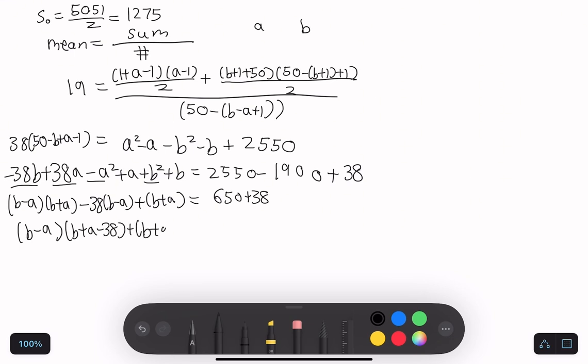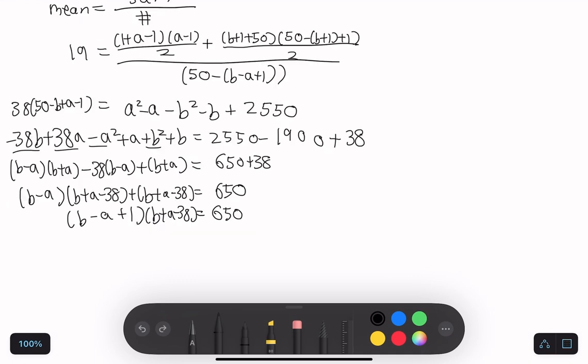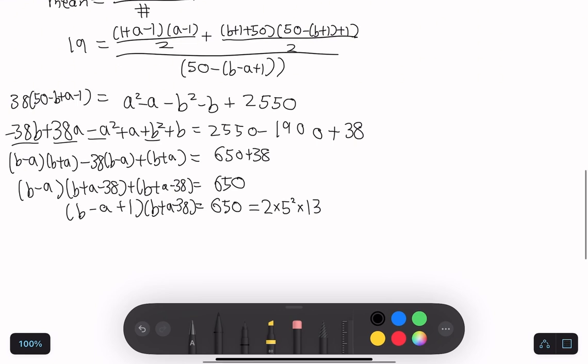To factorize B plus A, to make sure the left-hand side is factorized, we want to subtract 38 from both sides. And then now we have the factorized expression B minus A plus 1 times B plus A minus 38, which is 650. Now let's prime factorize 650. 650 is 2 times 5 squared times 13. Essentially 26 times 25. So let's test out different cases.